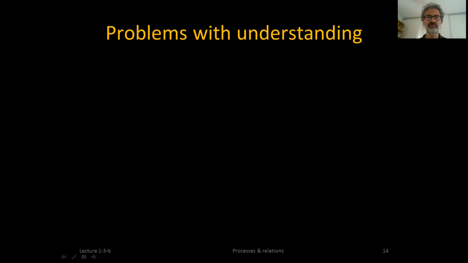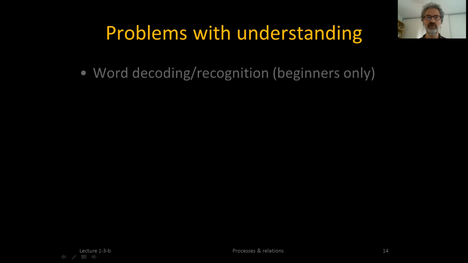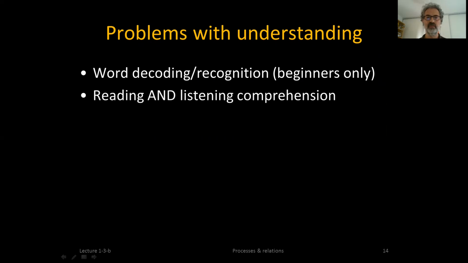When there are problems with reading comprehension, where can they come from? Following the list of aspects discussed previously, the first possible source is problems with word recognition. So only for beginner readers, if someone doesn't yet recognize the words in the text, they will obviously have difficulties understanding the text. Most commonly, comprehension problems are seen across reading and listening. So someone who has difficulty with reading comprehension is very likely to also have difficulty with listening comprehension, with understanding spoken language.